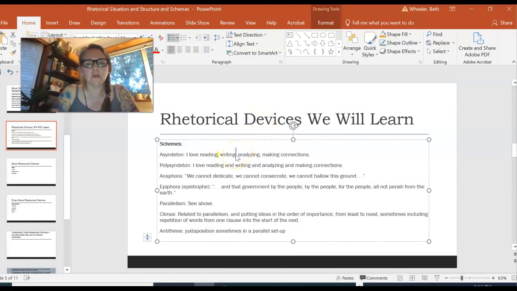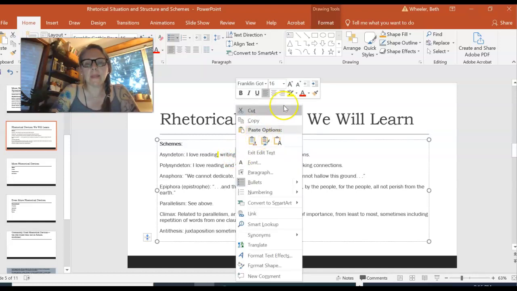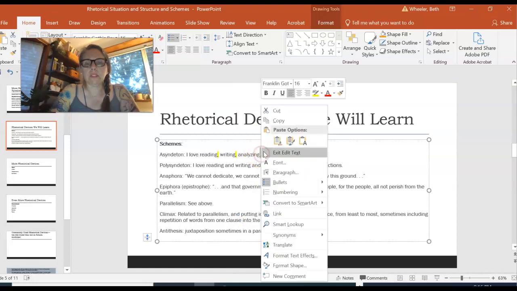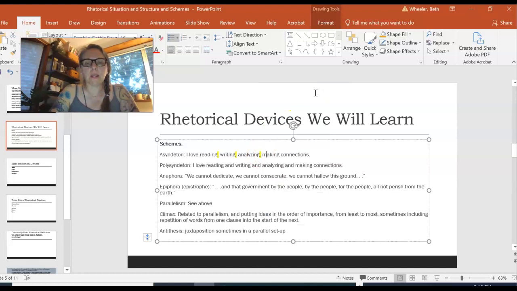Let me go ahead and read it to you. I love reading, writing, analyzing, making connections. And usually when we make a list, we separate the list with commas. It's always a pretty standard thing that we separate items in a list in our sentence. No matter how many there are, there's usually 3, but there could be 4, 5, 6 items. You see that we usually use commas, and usually we have an "and" that combines the last two, but not with asyndeton. You drop the "and" and use commas only.